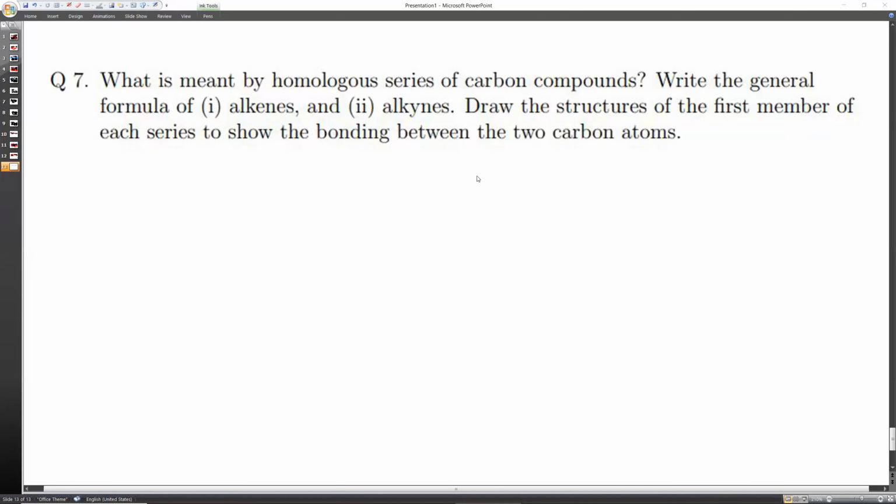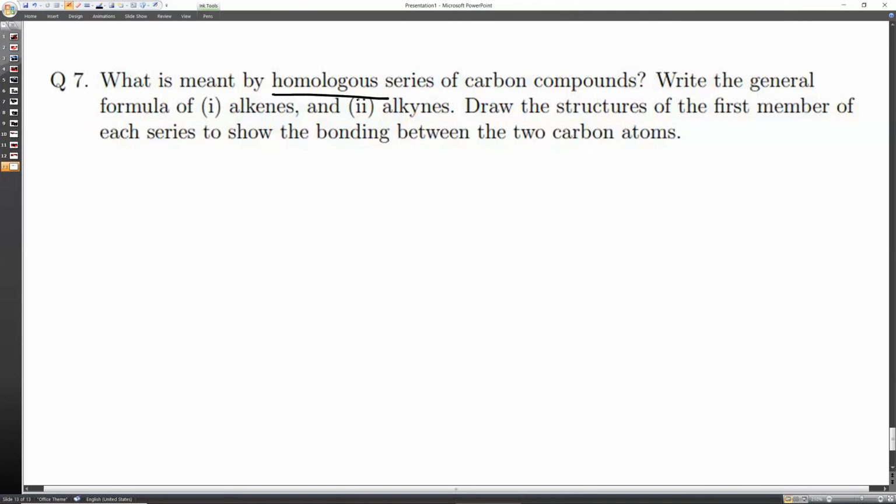So what is homologous series? The question is: what is a homologous series, write the general formula of alkenes and alkynes, and draw the structure of the first members of each of the two series. So we can say that a homologous series is a series of compounds of hydrocarbons in which the successive members differ by a CH2 group.